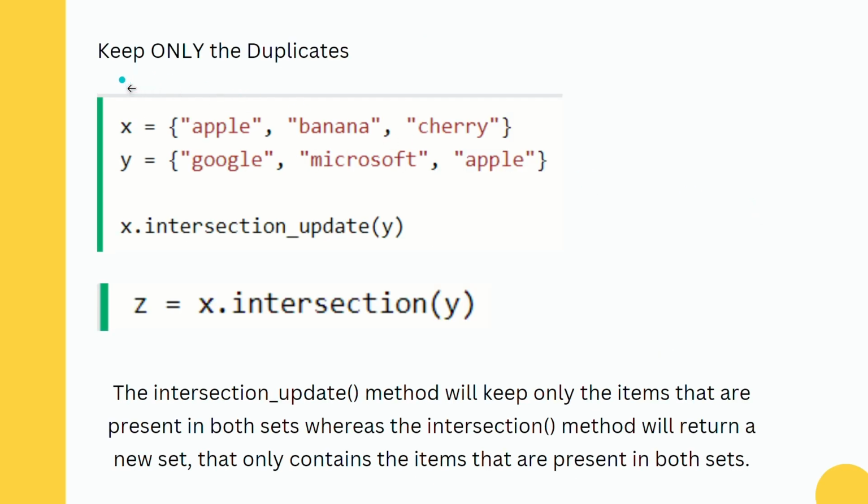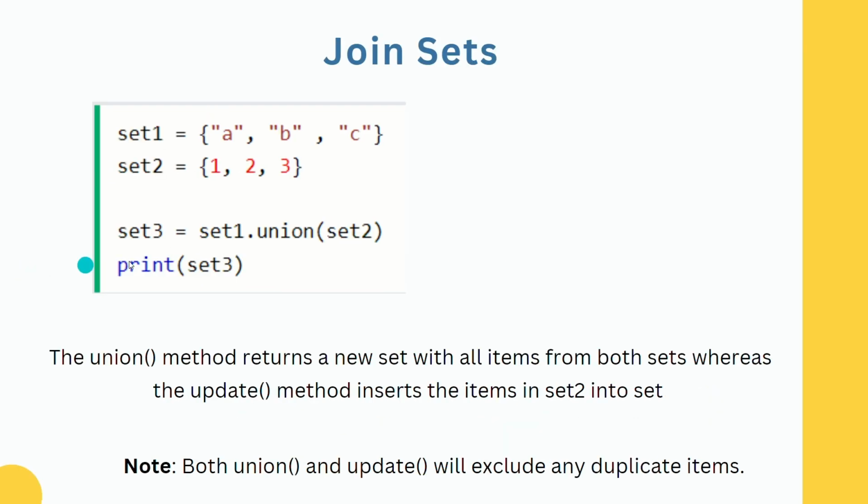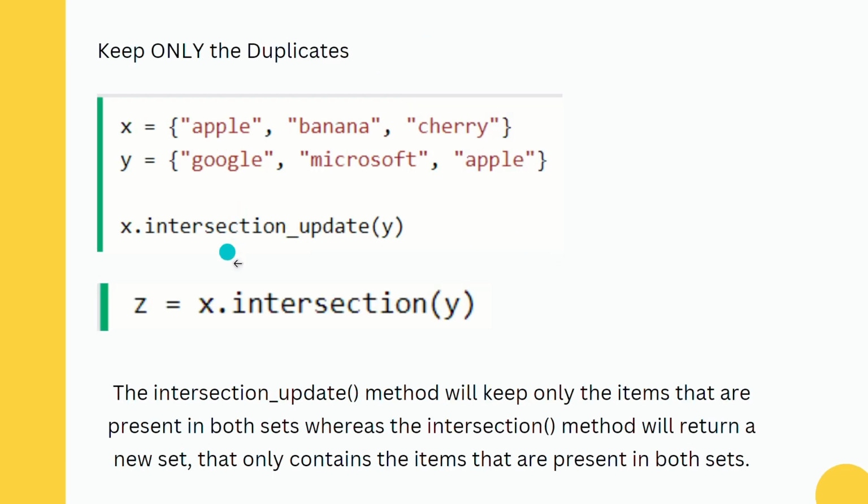Now to keep only the duplicates, again in this you have two methods. One is intersection_update and one is intersection. So to keep only duplicates, we use the intersection methods. The intersection_update method will keep only the items that are present in both sets, whereas the intersection method will return a new set.